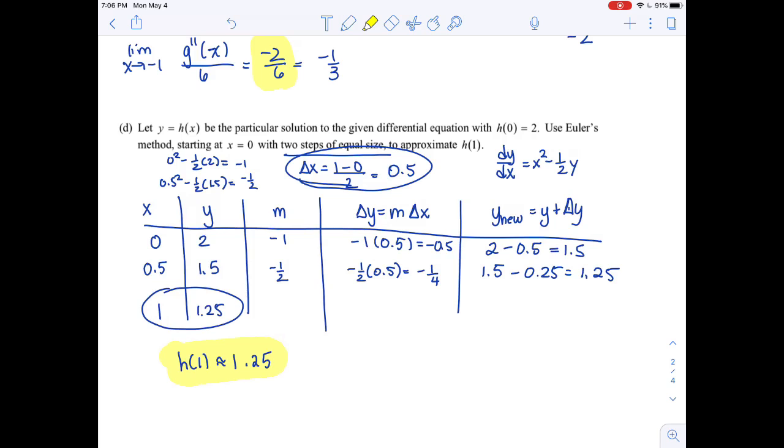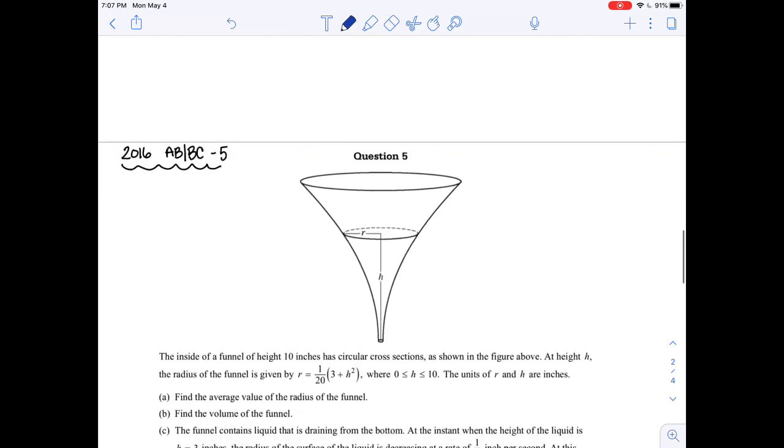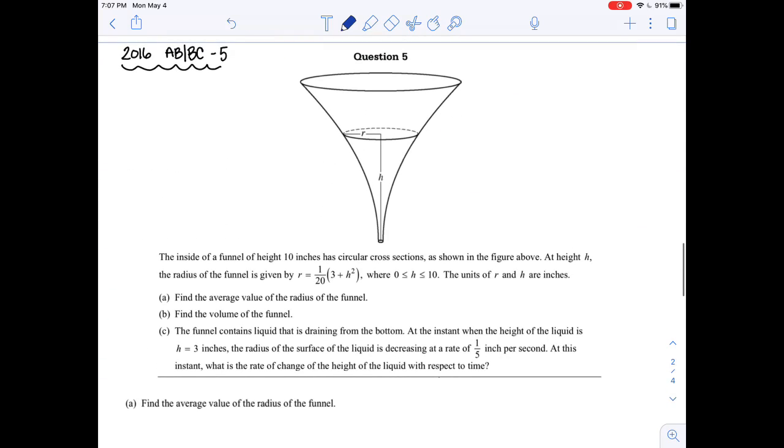So your approximation for h of 1 is approximately 1.25. Okay, and again, remember, unsimplified is fine. So you could have even left it as something like this if you really had wanted to.